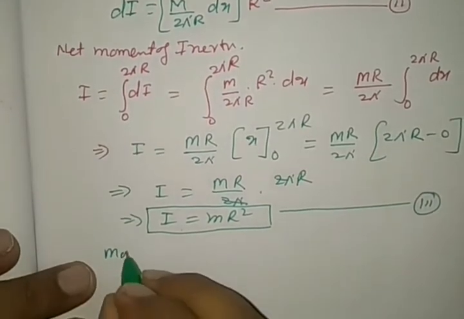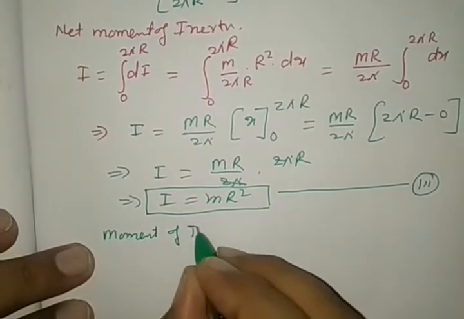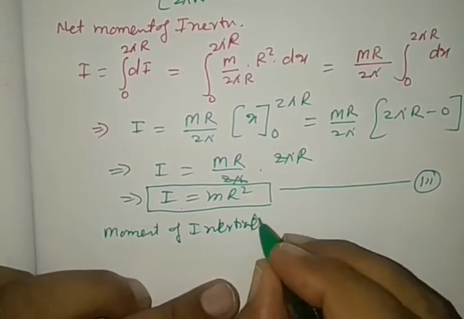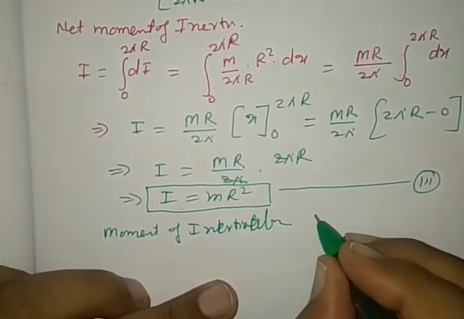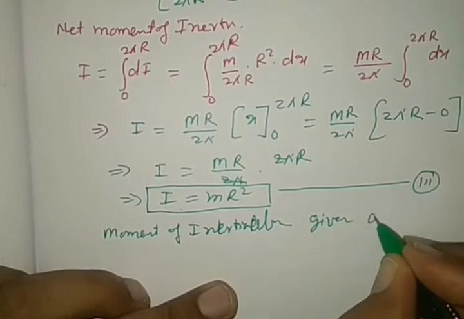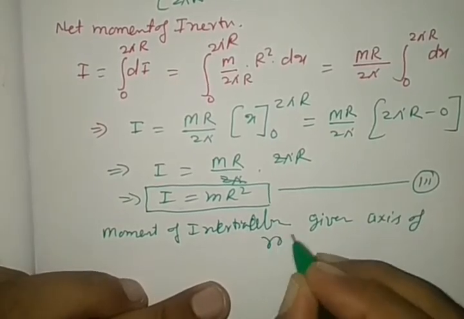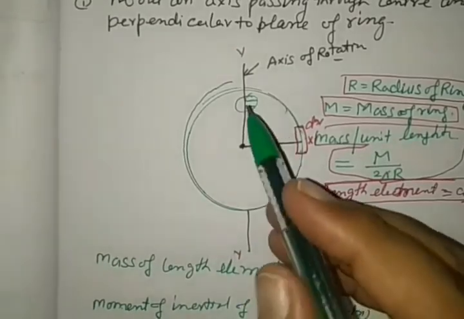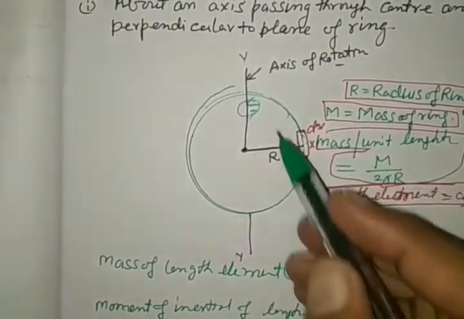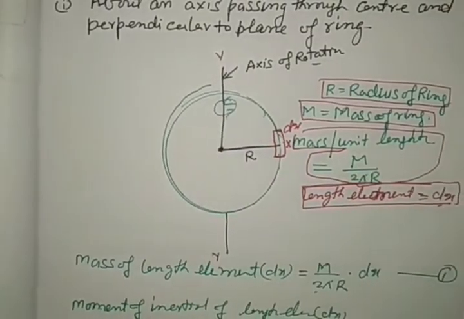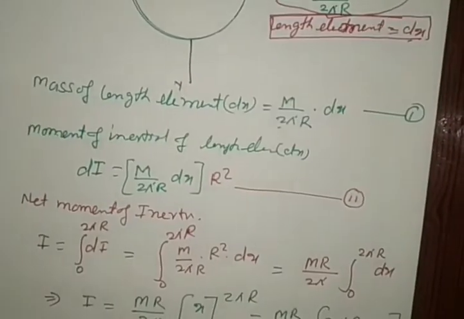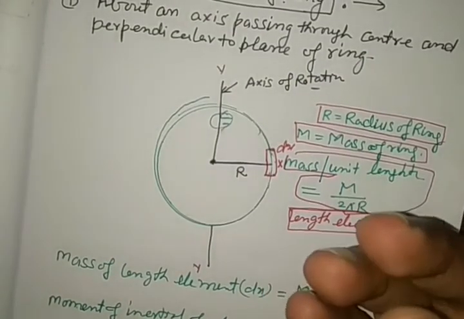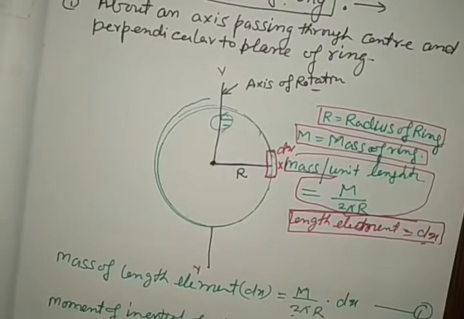This is the moment of inertia about the given axis of rotation. What is the axis of rotation? See in the diagram: the axis of rotation is passing perpendicular to the plane of the ring. Right? Now we are going to obtain the moment of inertia of the same ring about different axes of rotation.